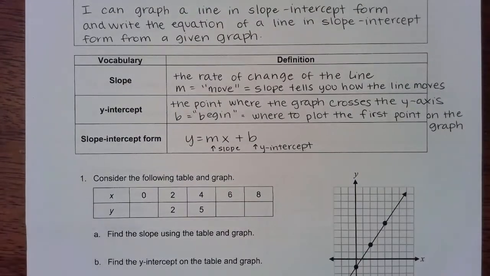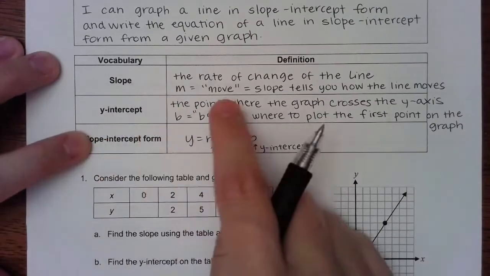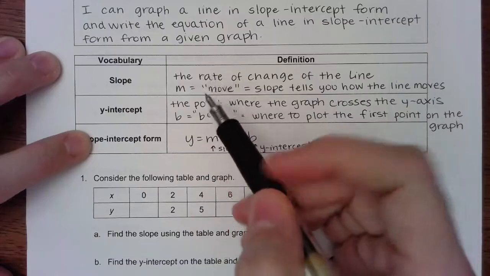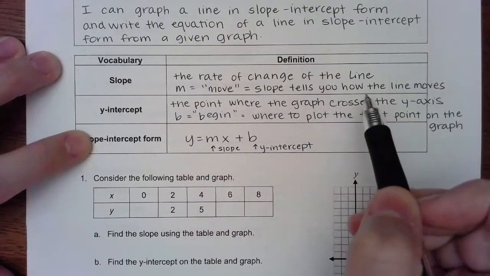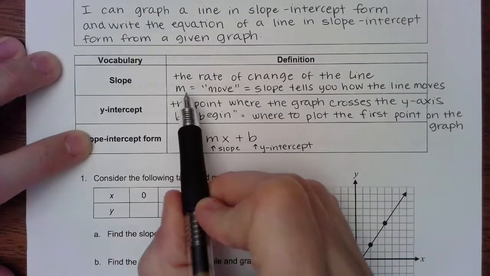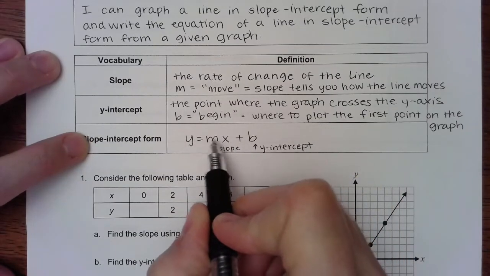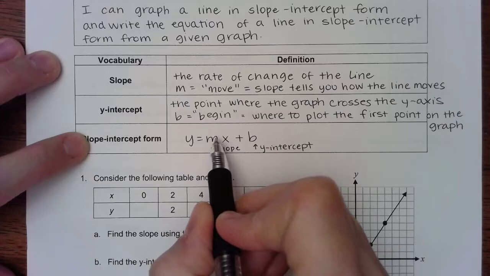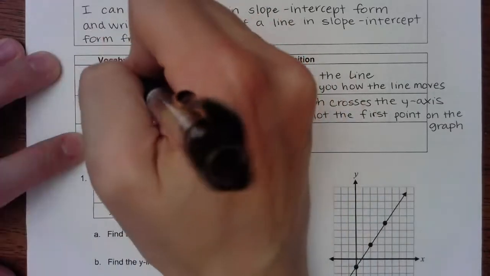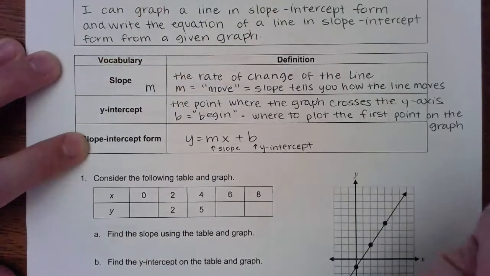The notes today start off with a couple of definitions that are really important. So the first one is slope. The definition for slope that we talked about yesterday was the rate of change of a line. In slope-intercept form, slope is the number that goes in front of the letter x, and it's always going to be the letter m that stands for slope. So you want to remember that slope's going to be the letter m.